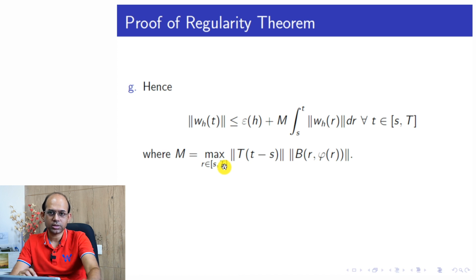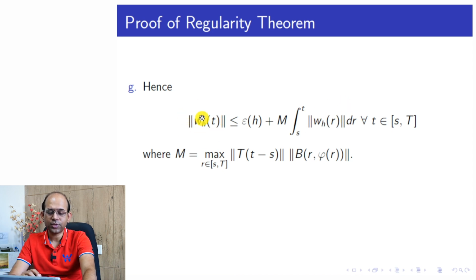Capital T is some future time, and this capital T is of course the semigroup. So the norm of T(t minus s) and the norm of B(r) phi(r), if we take this, we know for sure it is finite. We don't know exactly what value, but we know this capital M is finite. So I replace it here, because with a less than or equal to sign you can replace by a larger quantity. Capital M times the integral from s to t of the norm of WH(r) dr.